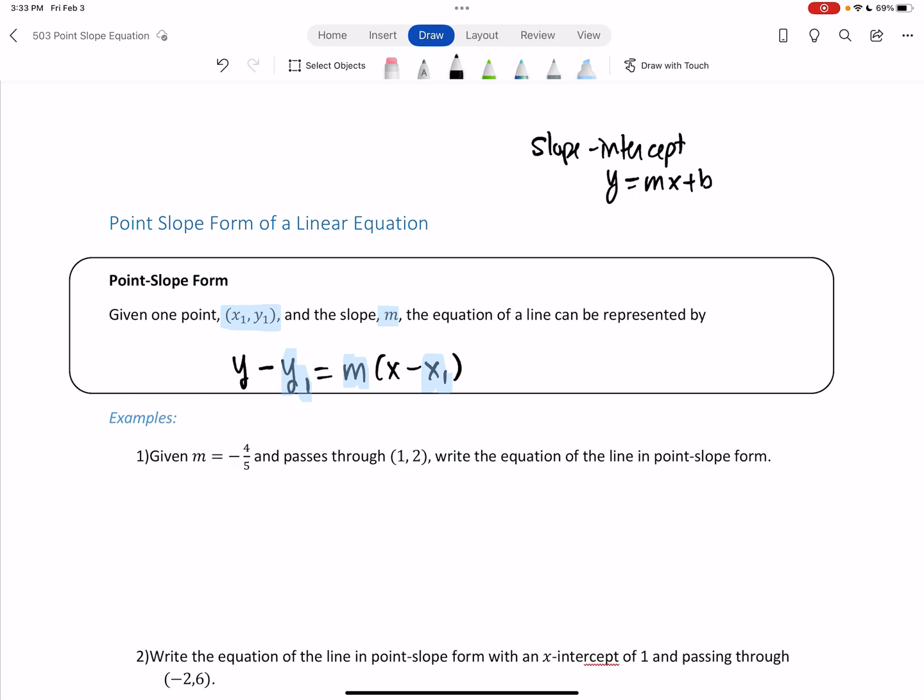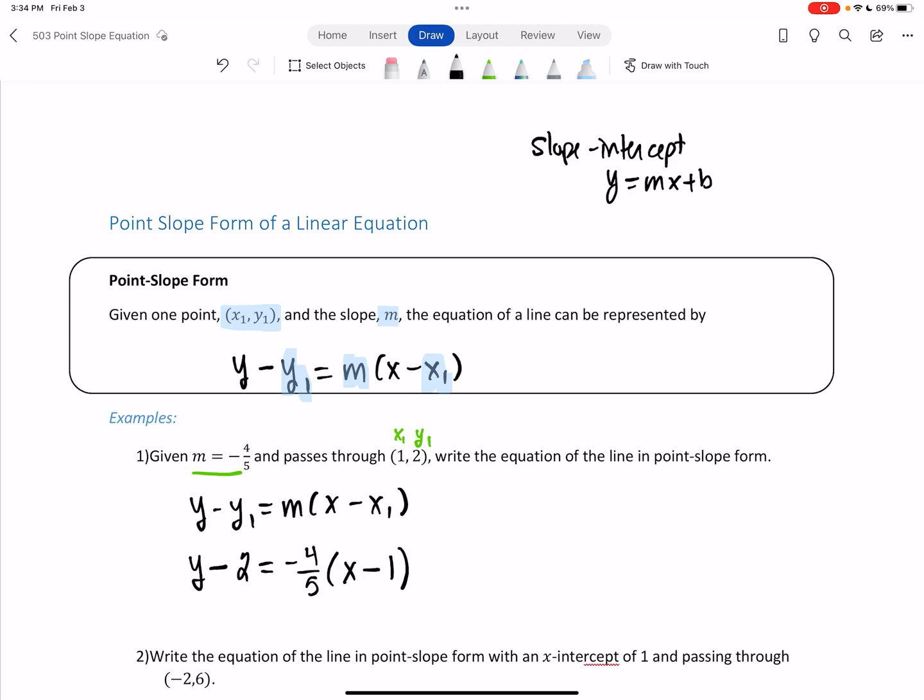Okay, so let's try to use this point-slope form of a line. It says, given the slope of negative 4/5 and passing through the point 1, 2, write the equation of the line in point-slope form. So y minus y1 is m times x minus x1. We have this labeled as m already, and we can label this point as x1, y1. So now I'm just going to match. Y minus y1, which is 2, equals m, negative 4/5, times x minus 1. We can leave it just like that. We don't have to do any simplifying. This is the equation in point-slope form.